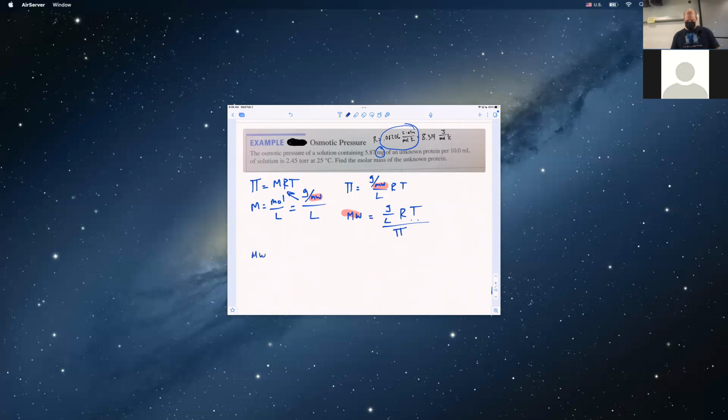So let me solve for molecular weight. It's going to be grams per liter. So it'll be 0.000587, that's 0.587 milligrams, grams per liter, 0.100, it's 10 milliliters, times R, 0.08206. I'm running out of space here.